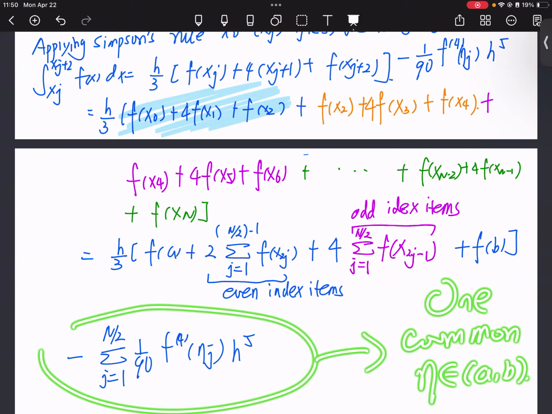There's a code at the end of the lecture notes, and you can go back home and try out that code and play around with it to see how to apply the composite Simpson's rule and composite trapezoidal rule to actual cases.